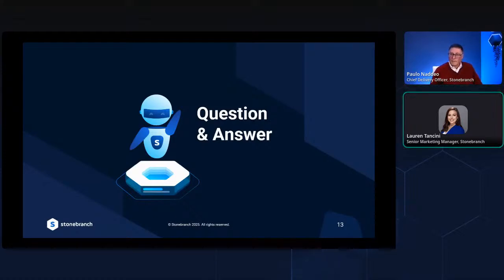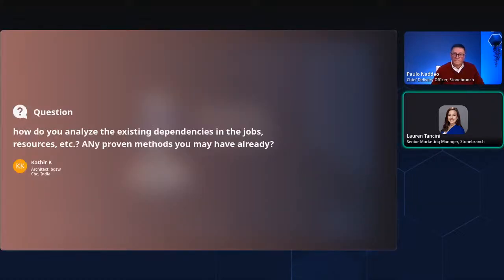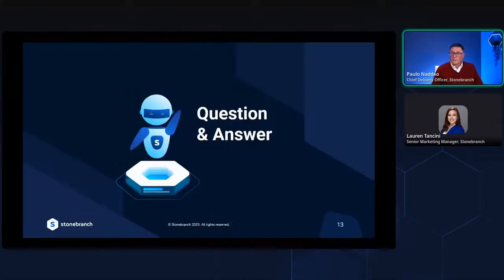Great. Here's another one. How do you analyze the existing dependencies in jobs, resources, etc.? Any proven methods you may already have? Yes, we have done this in different ways, right? One way that we did this is converting it first. We submit the workload through our conversion process, and we have a dependency report that lists all the dependencies. But a report is probably not the best tool to visualize this.